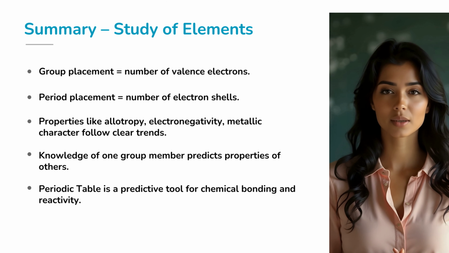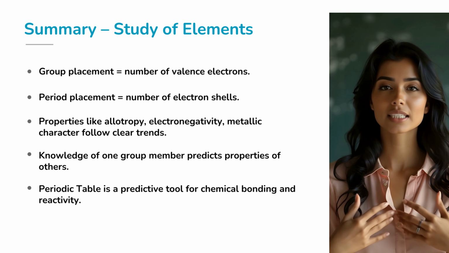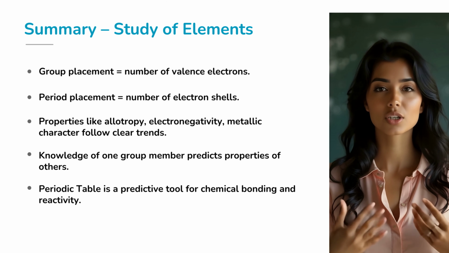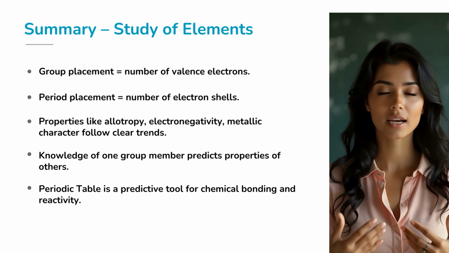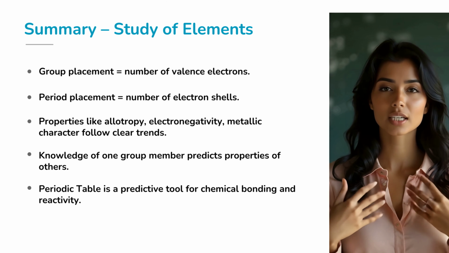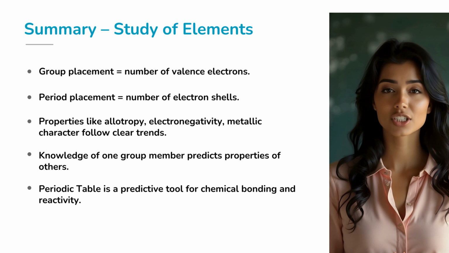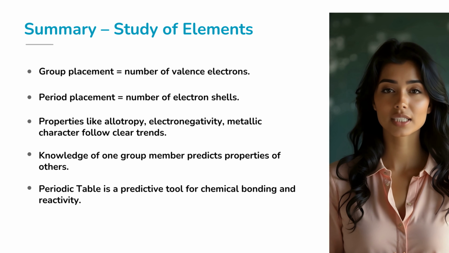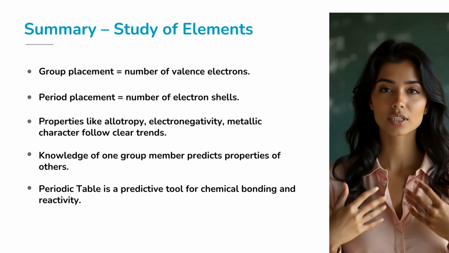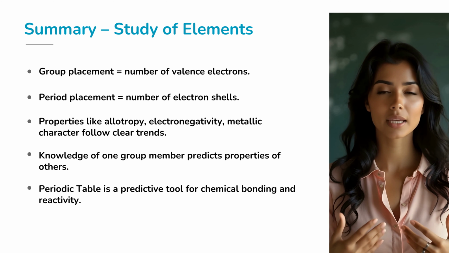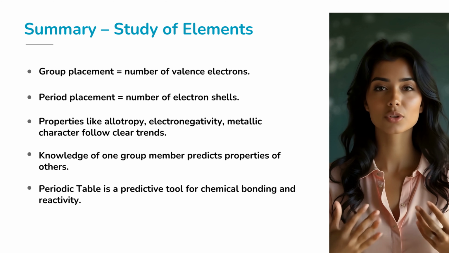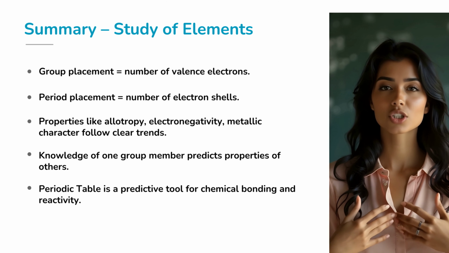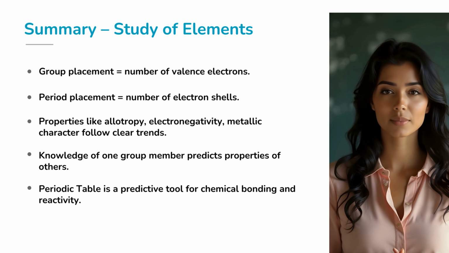So, to wrap up, the placement of elements in the periodic table is entirely based on their valence electrons and shells. Groups are determined by the number of valence electrons and periods by the number of electron shells. Unique properties such as allotropy, electronegativity, and nonmetallic character follow clear and predictable patterns. The periodic law allows us to forecast the chemical behavior of elements simply by knowing their position. That's the beauty of the periodic table. It is not just a chart, but a powerful predictive tool for chemistry.